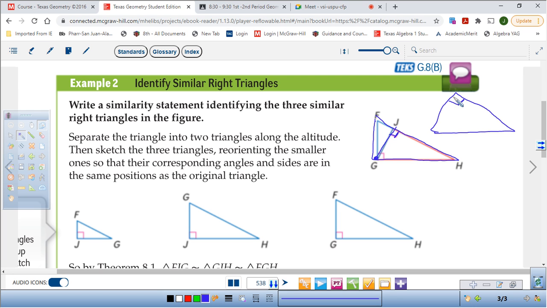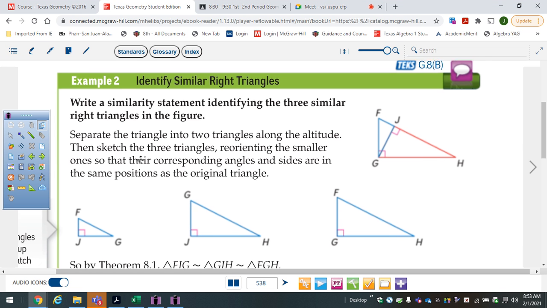The right angle here, imagine they went straight down. And they figured out the distance from this vertex, the right angle vertex, to the hypotenuse across from it, right? Once you have that idea, now you have a small triangle, a medium triangle, and then the big original triangle. And we want to go here and name the three, right? That's it.